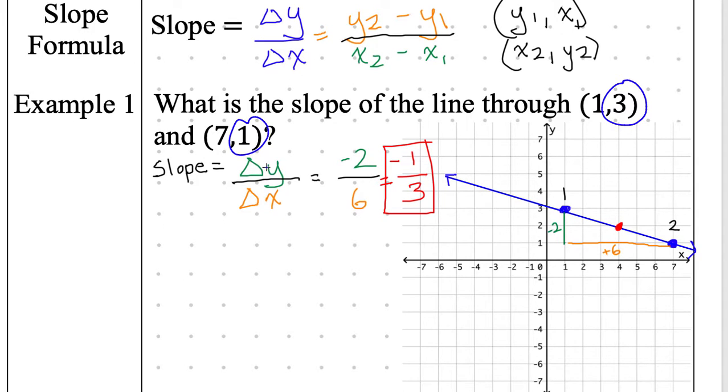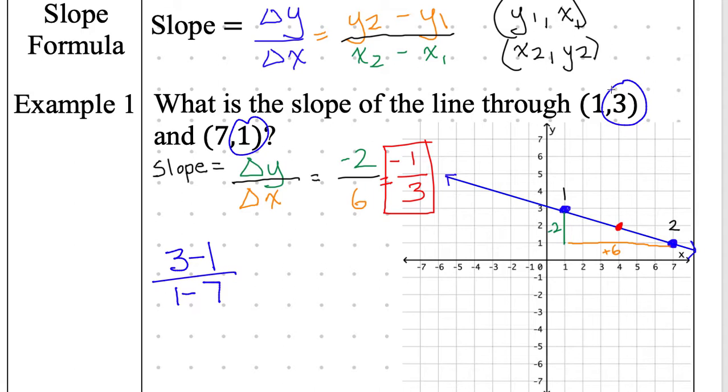A lot of students will make this mistake of doing 3 minus 1 on the top, and then they'll say, oh, well, I have 7 and 1 for the x's, I'm going to do 7 minus 1 on the bottom. No, that's not okay. You always have to do the first point minus the second point, so 3 minus 1, and then the first point minus the second point, so you should have 1 minus 7 on the bottom. Or if you want to go the reverse, do the second minus the first, second minus the first. That's where this formula comes from. So do not write 7 minus 1 on the bottom. That is incorrect. You need to write 1 minus 7.